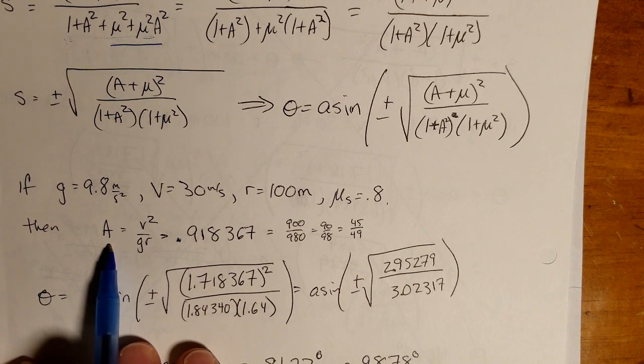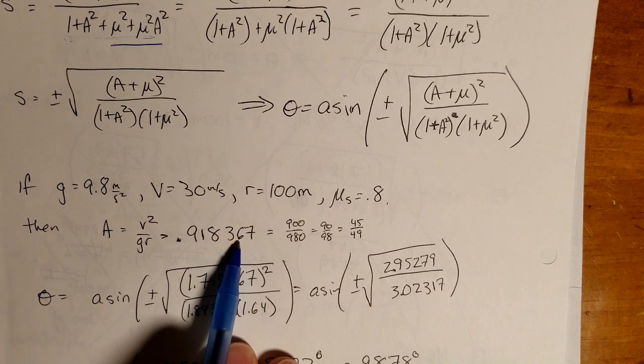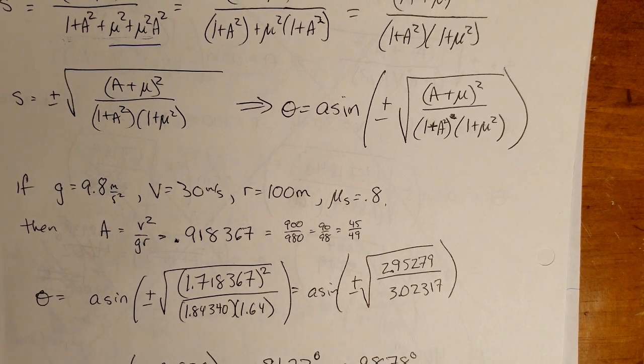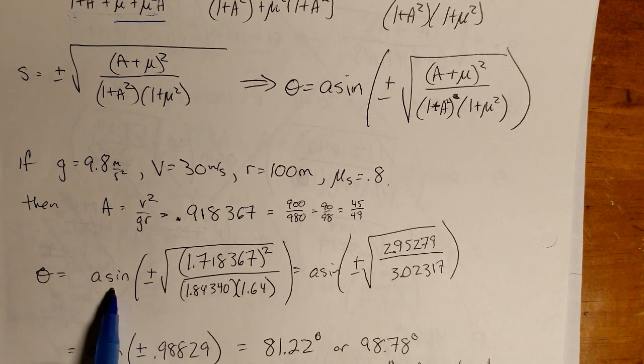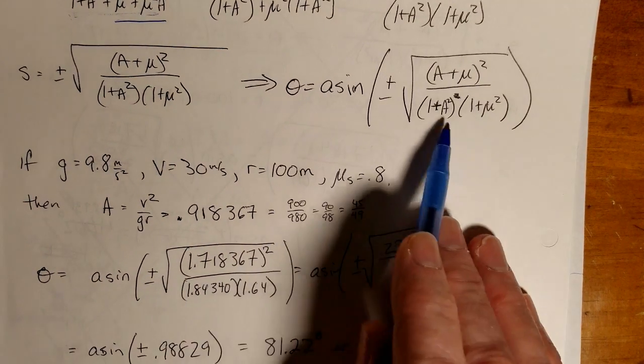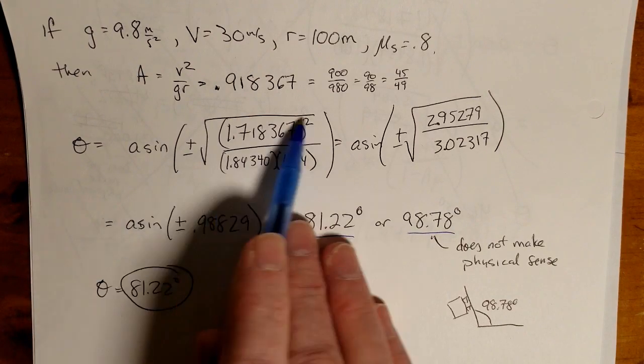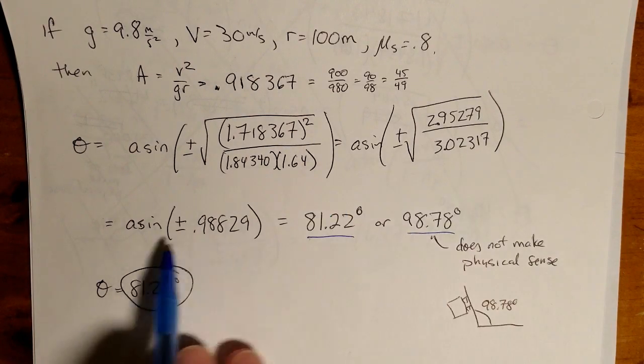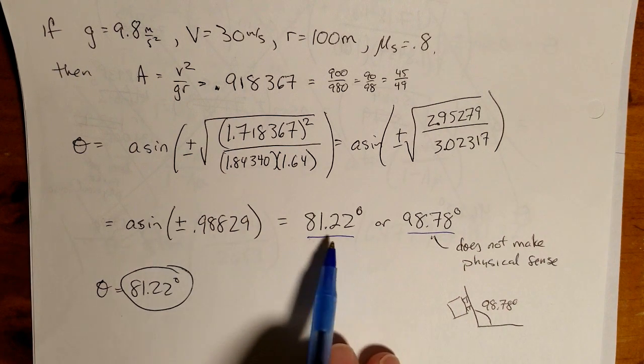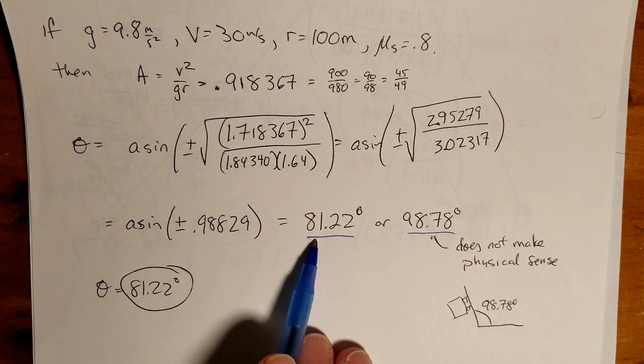So that gives me a capital A value of this, which reduces down to 45/49, or you can do it as a decimal. And so now plugging into this equation over here, theta is equal to the arcsine of plus or minus the square root of that, and you just use a calculator. We get two different angles here. This is the one that makes sense.